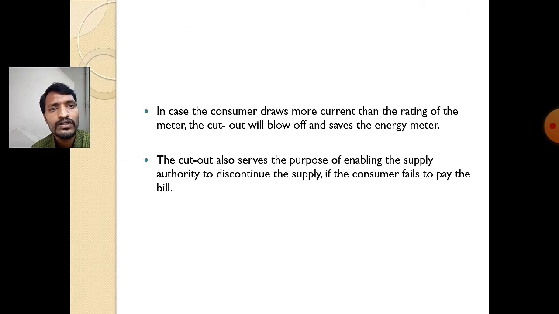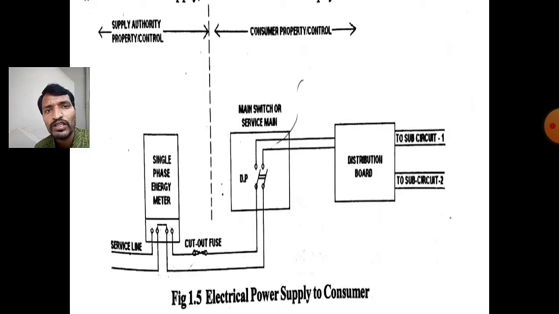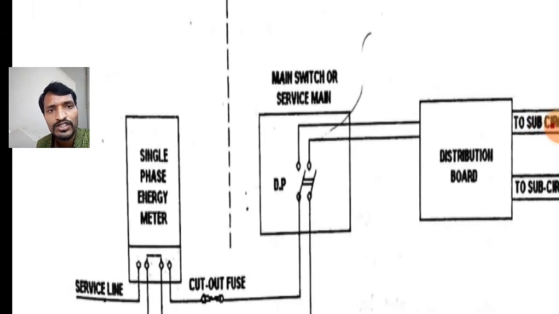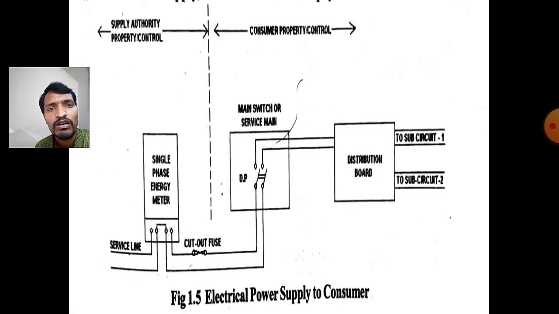In case the consumer draws more current than the rating of the meter, the cutout will blow off and save the energy meter. If the consumer utilizes more current, then the cutout fuse will be blown off. Why does it blow off? To save the energy meter, and also to save the equipment placed in the consumer premises.